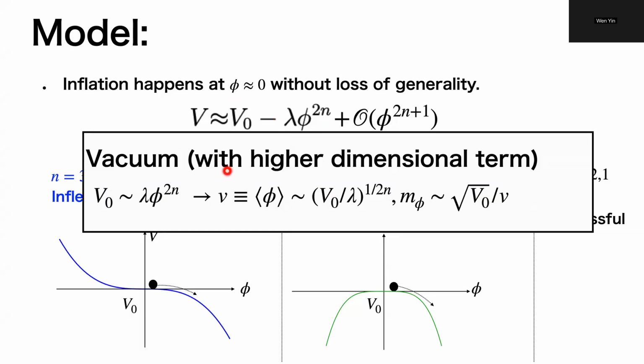by equating V0, the height of the potential around phi equals zero, to lambda phi to the 2n. Then we get the field excursion, or VEV of phi, roughly given in this form: V0 divided by lambda, to the power 1 over 2n. Then we can also get the typical scale of the curvature, or typical mass of the inflaton. This is just the potential height divided by the field excursion. I should also mention that this V is usually much smaller compared to the Planck scale because this is low scale inflation. In the past, it was called small field inflation. So the field excursion is super small, and we get a mass much higher than the Hubble, which is V0 divided by M Planck.